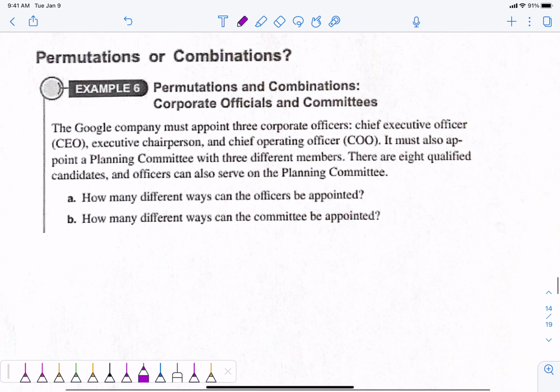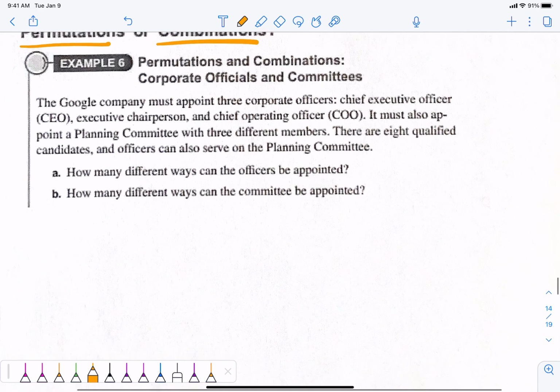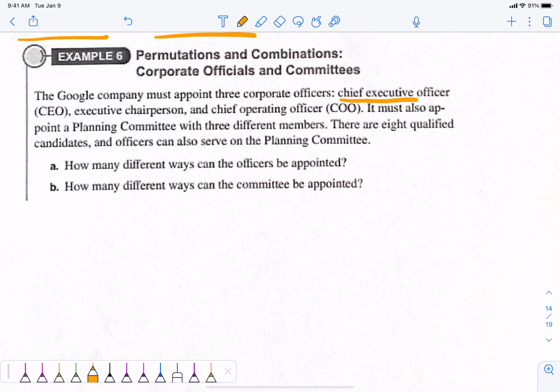Permutations or combinations, they don't tell you which one is which. We have to decide. So P or C, here we go. The Google company must appoint 3 corporate officers. They have the CEO, the executive chairperson, which is number 2, and then the COO, the chief operating officer, that's number 3. It must also appoint a planning committee with 3 different people. So we've got 2 scenarios going on. There are 8 qualified candidates.